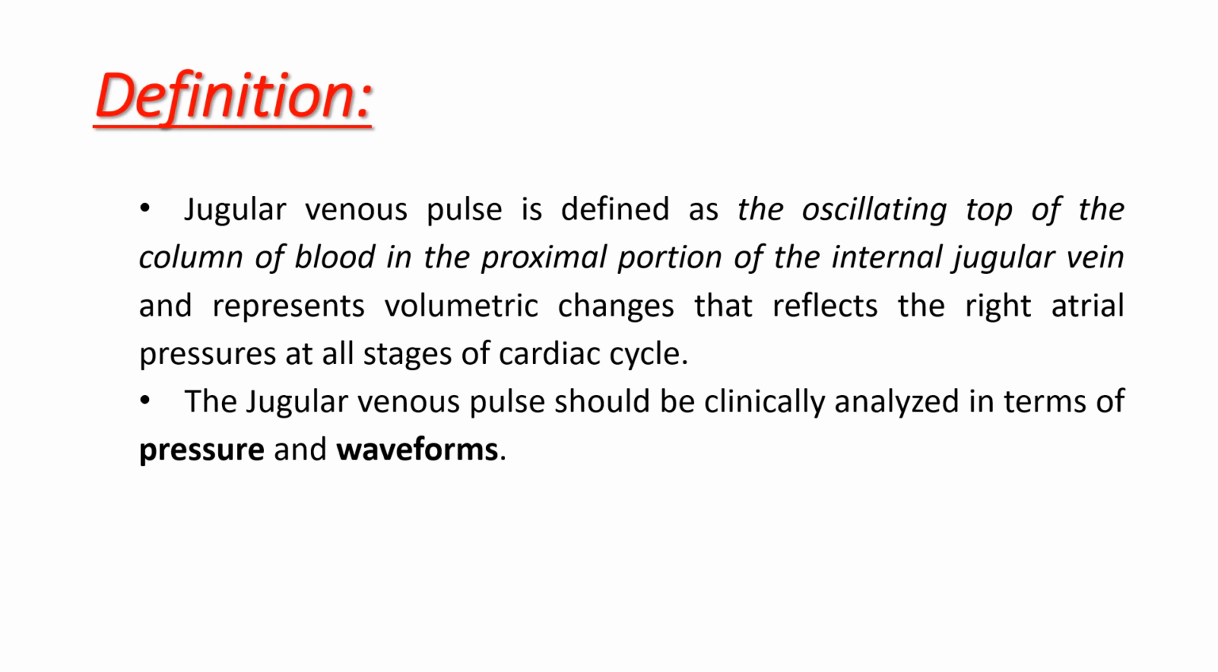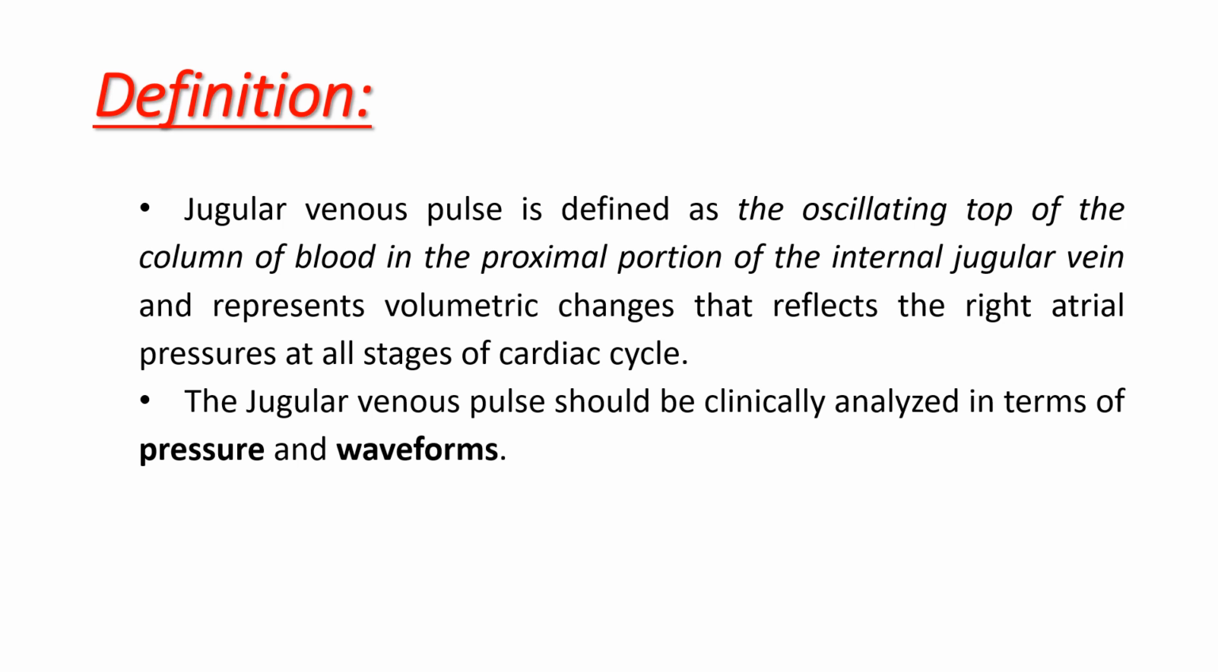Actually, the jugular venous pulse is the oscillating top of the column of blood in the proximal portion of the internal jugular vein. The importance of these neck veins, or JVP, is that it represents the change in volume inside the right atrium, the change in pressure and volume inside the right atrium. So it can be like a window to know what's going on in the right atrium.